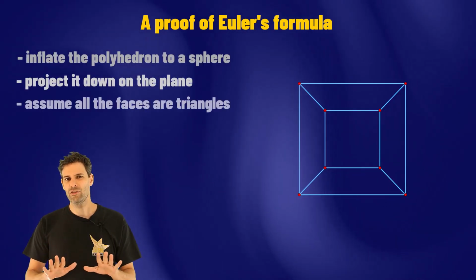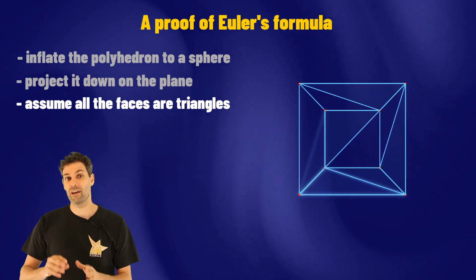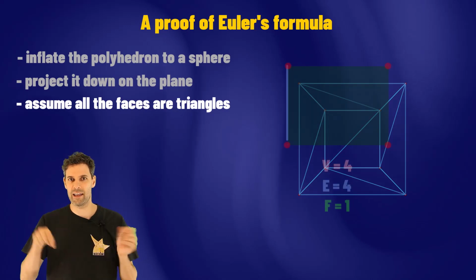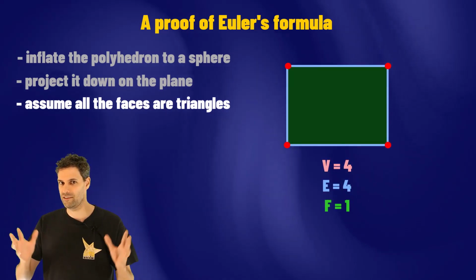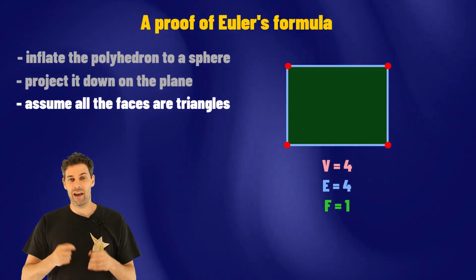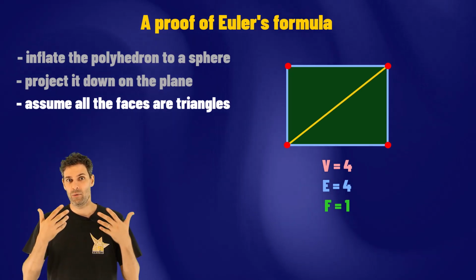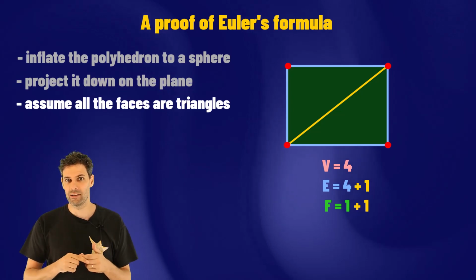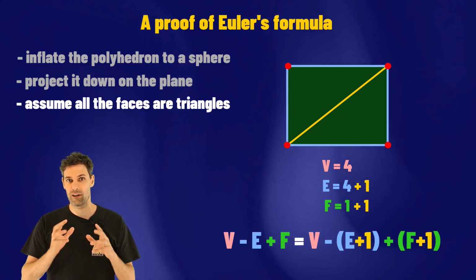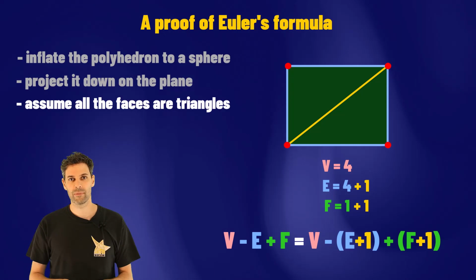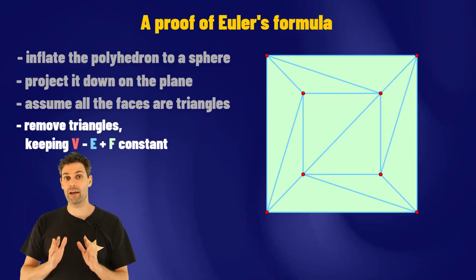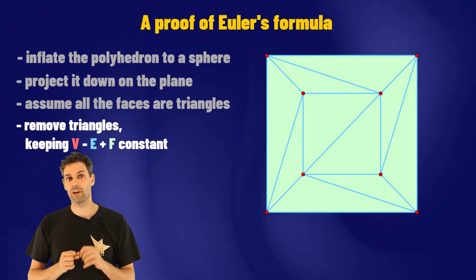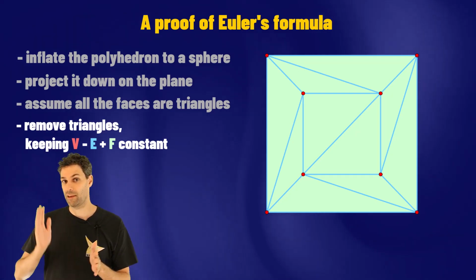Now, let's assume that all the faces are triangles. We can assume it since we can divide the graph into triangular faces, since every time we add a diagonal, we are adding one edge and one face, and the value of the Euler expression is always the same. Now we want to remove triangles one after the other, maintaining the same value for the expression v minus e plus f.